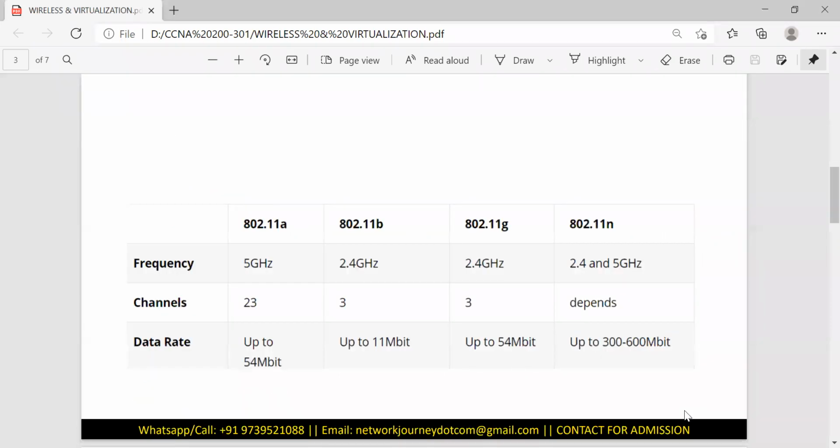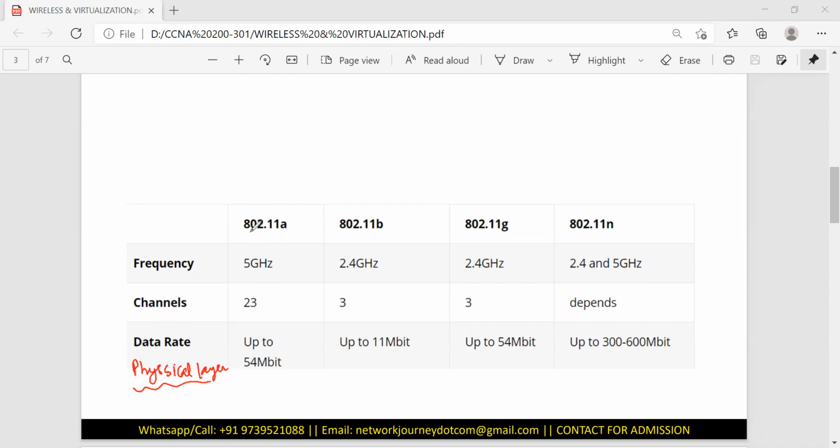So these are the different standards, and you see the frequency. 802.11a is working on 5 gigahertz frequency. There are 23 channels, and it supports data rates up to 54 megabits. Remember, this data rate we are talking about is only related to the physical layer. Just like we had fast Ethernet and gigabit Ethernet, where we talked in terms of 100 Mbps and 1 Gbps, likewise here we are talking about data rate. The data rate is for the physical layer and should not be considered otherwise.